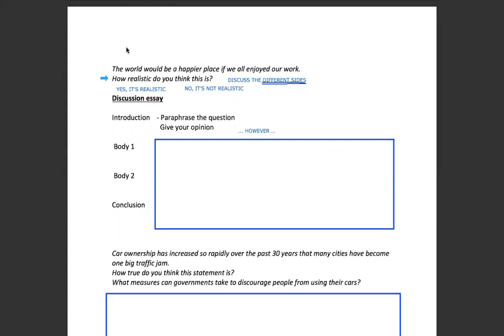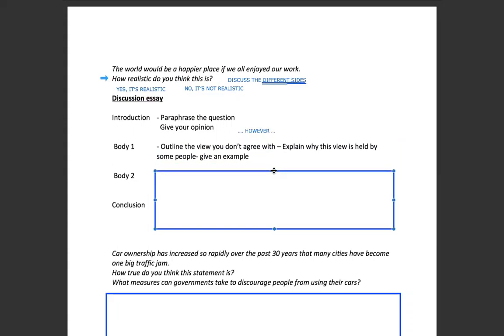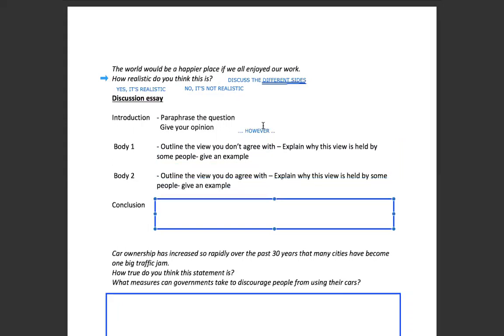So what needs to go into the body paragraphs is, first of all, you could do these any way round. So first of all is the side that you don't agree with, and then the side that you do agree with. Okay, you can swap these around and do them either way. It doesn't matter. If you want to discuss the side that you do agree with first, that's fine as well. So first we're discussing perhaps why it's not realistic, and then we're discussing why it is realistic. You have given your opinion, but you still need to discuss both sides, okay?